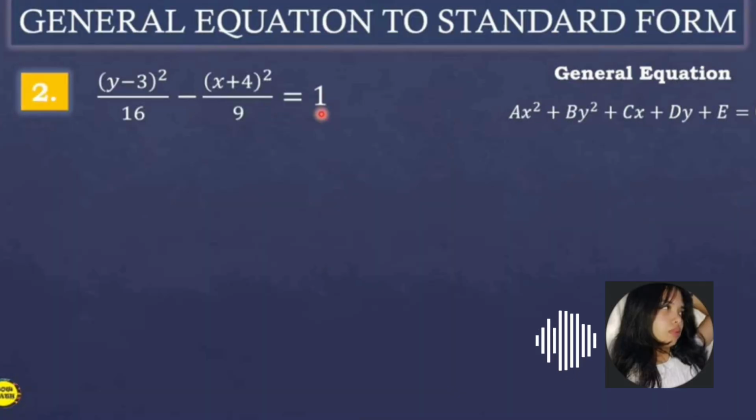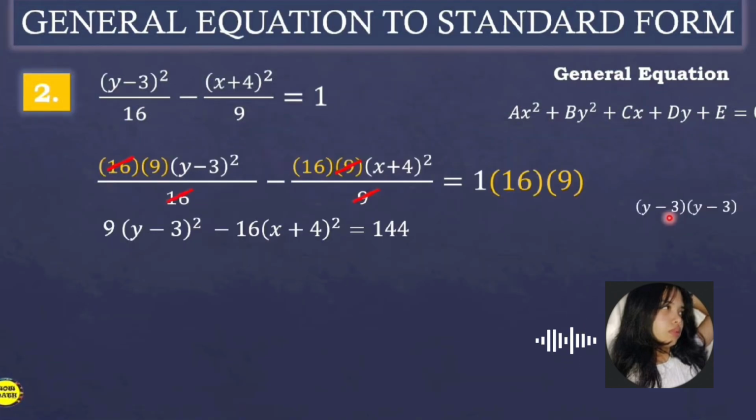So that's how you solve the standard form to general form. On the second example, we have (y minus 3) squared over 16 minus (x plus 4) squared over 9 equals 1. The first step is to find the LCD. We will multiply 16 and 9. So 16 times 9 equals 144. 144 divided by 16 equals 9. Copy the numerator. 144 divided by 9 equals 16. Copy (x plus 4) squared.